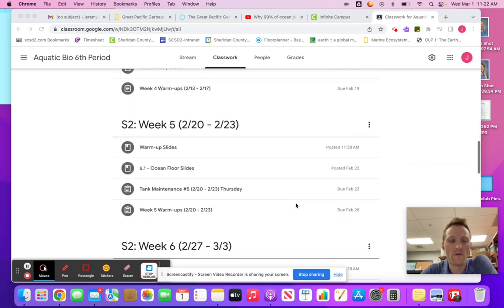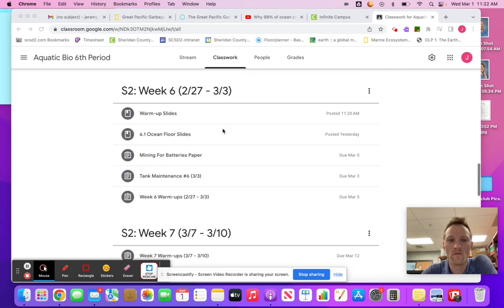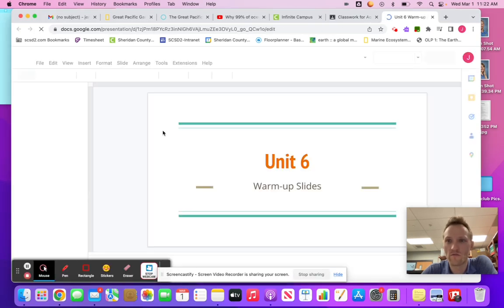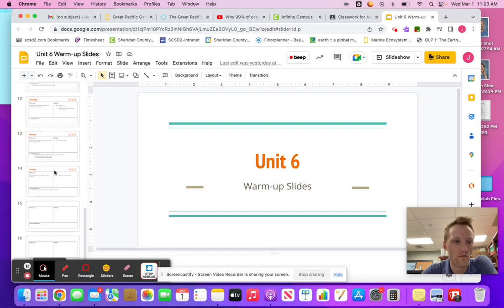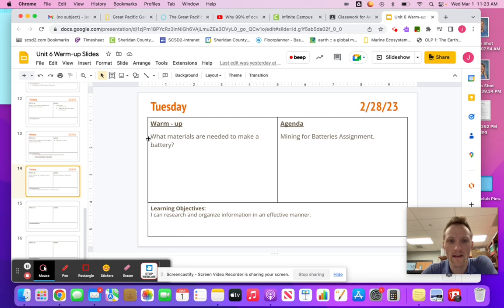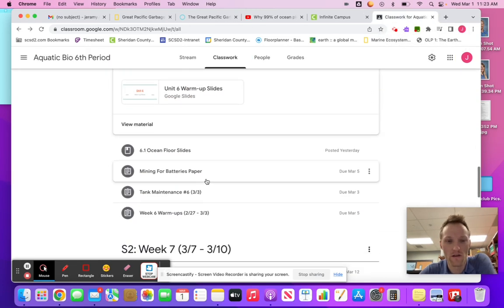So, if we go down to week five, or week six, sorry, we have our warm up slides like normal, and so make sure you're doing your warm ups. But if we look at those warm up slides, what you'll notice is we had a weird warm up yesterday on Tuesday. It said what materials are needed to make batteries. And why we're talking about this is this mining for batteries assignment here.